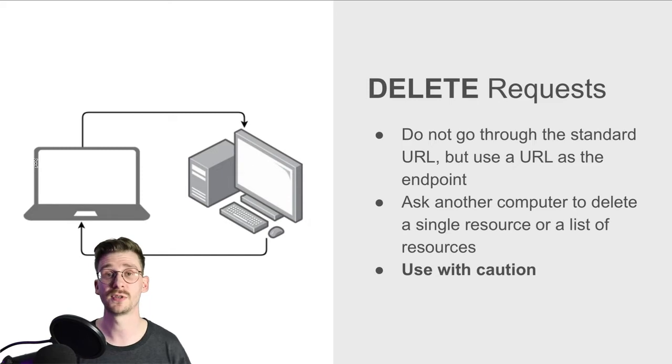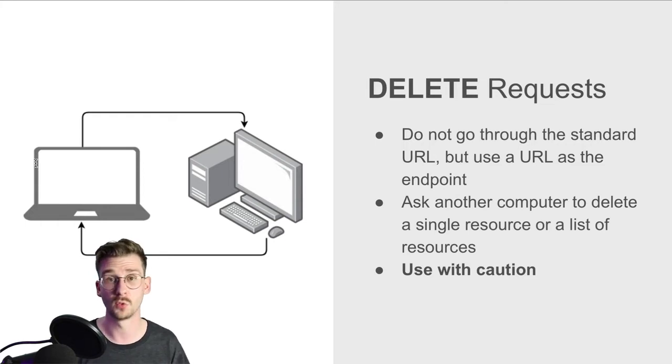So maybe you want to delete a particular user, maybe you want to delete a credit card off of your Amazon account, maybe you want to delete an image off of a Facebook gallery, or maybe you want to delete a tweet or an Instagram post. Who knows what you want to delete, but that is the request that you would use. The request method would be delete.